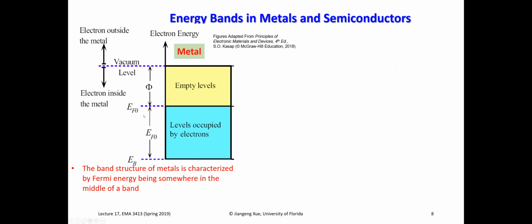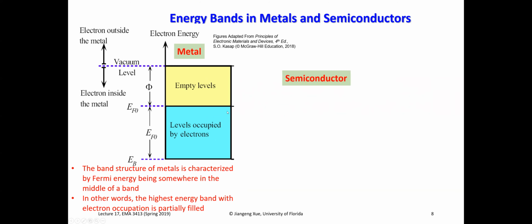So essentially, at 0 Kelvin, all the states below the Fermi energy will be filled, and all the states above the Fermi energy will be empty. So the band structure of the metal is really characterized by having the Fermi energy somewhere in the middle of the band. And that also means that in the same band, we're going to have a lot of states filled with electrons, and a lot of states not filled with electrons. So this band is partially filled.